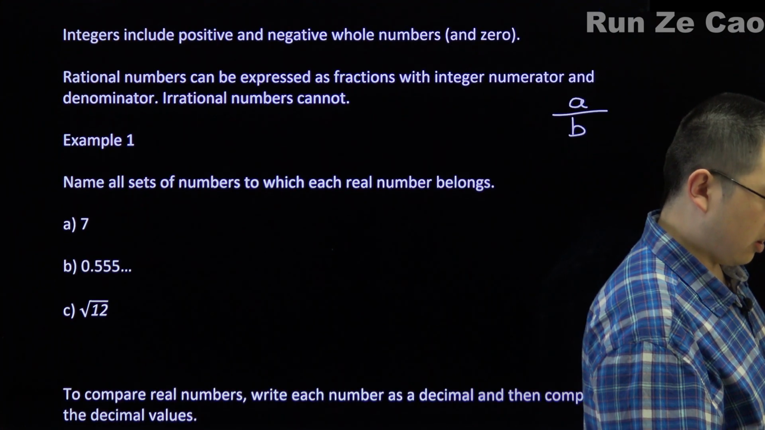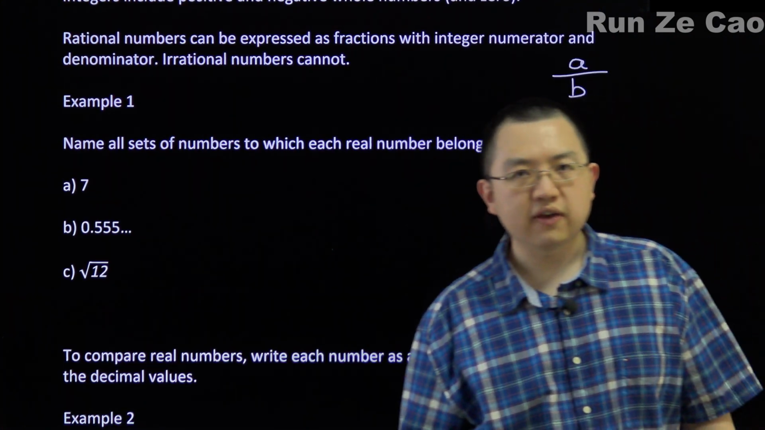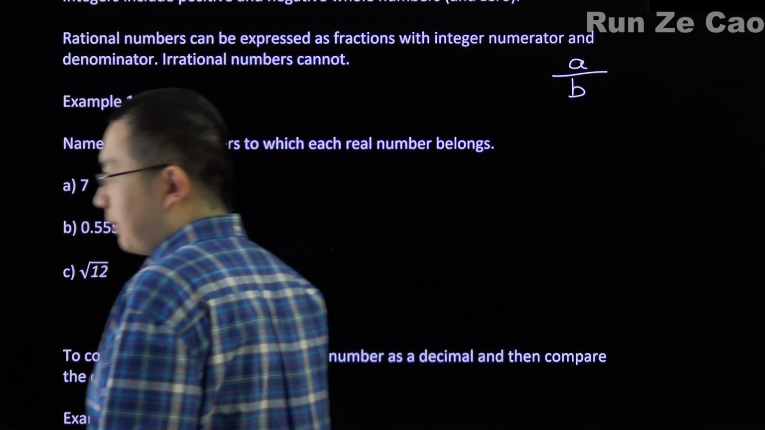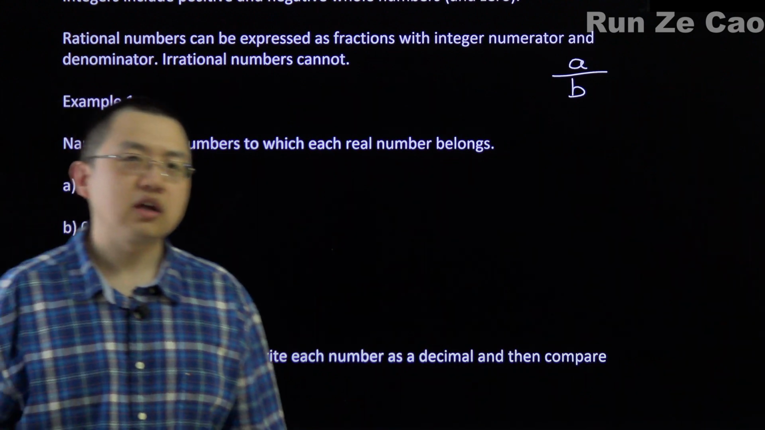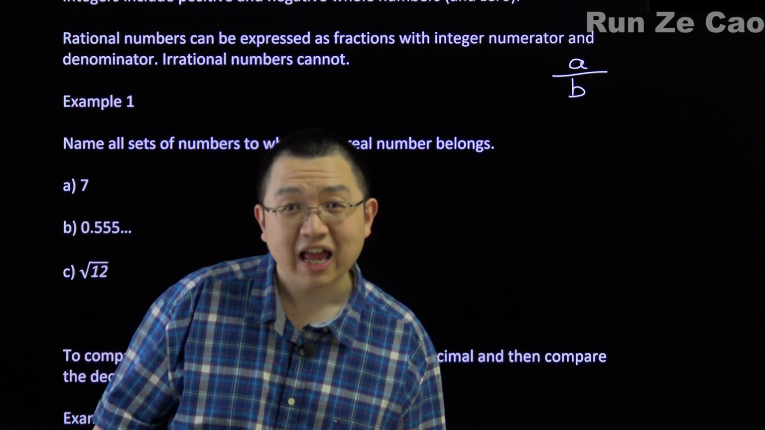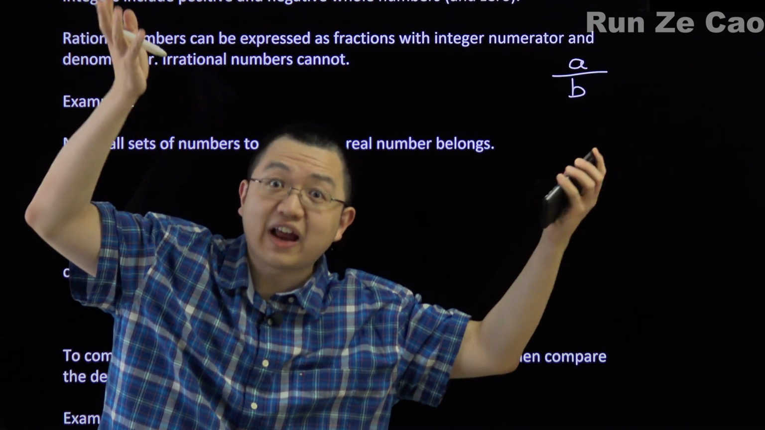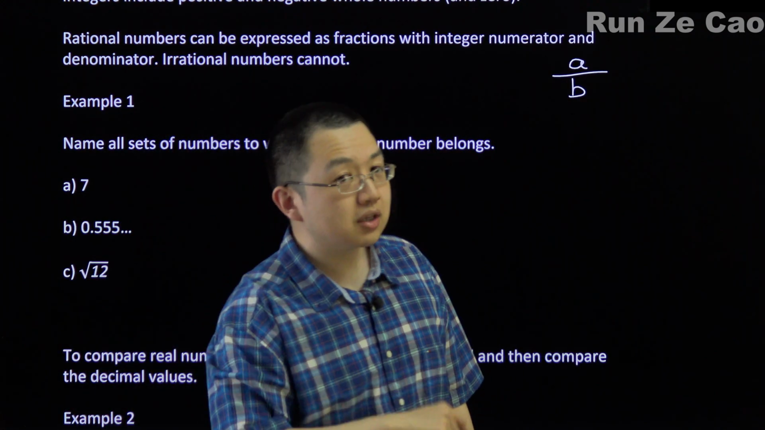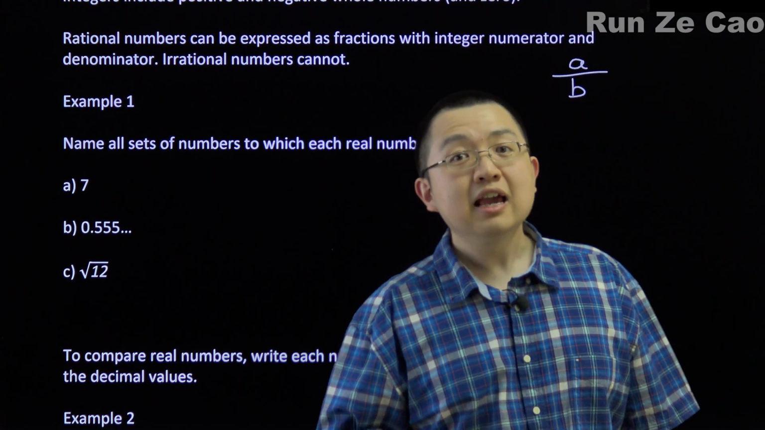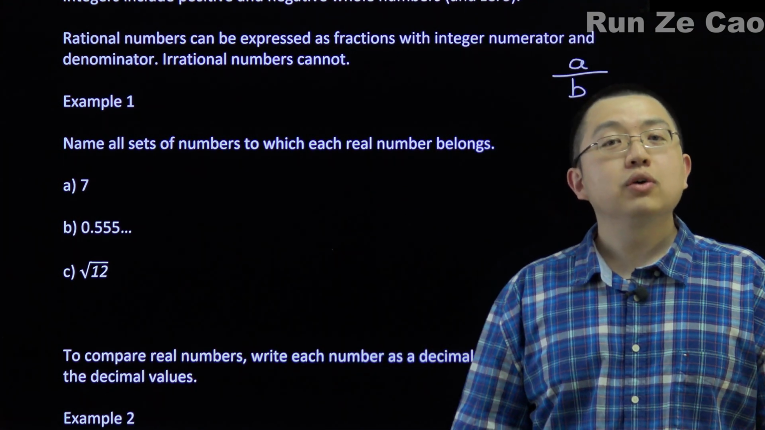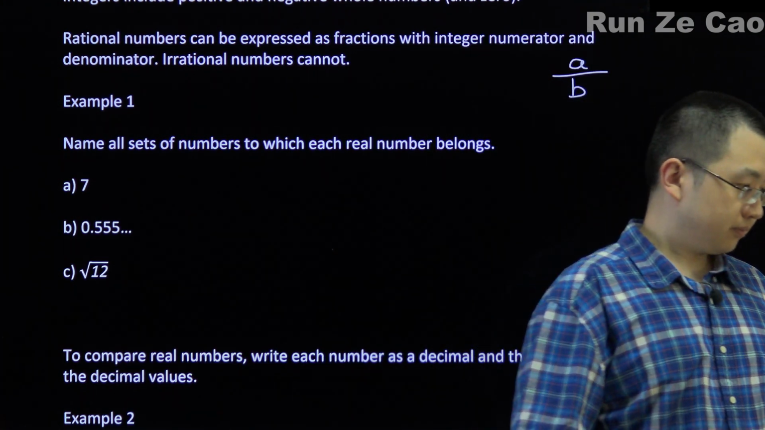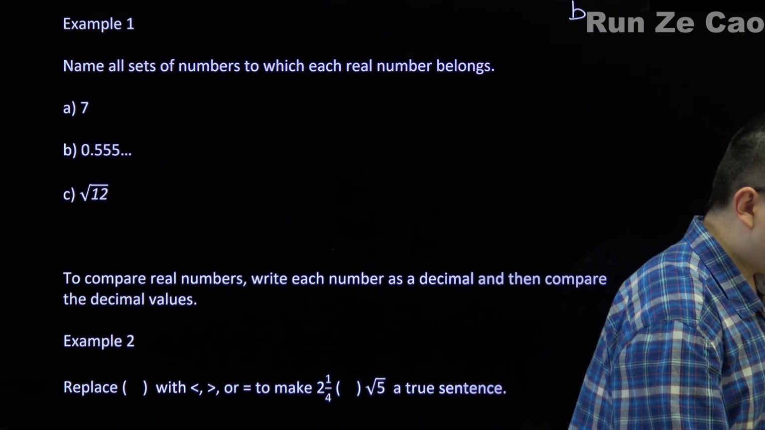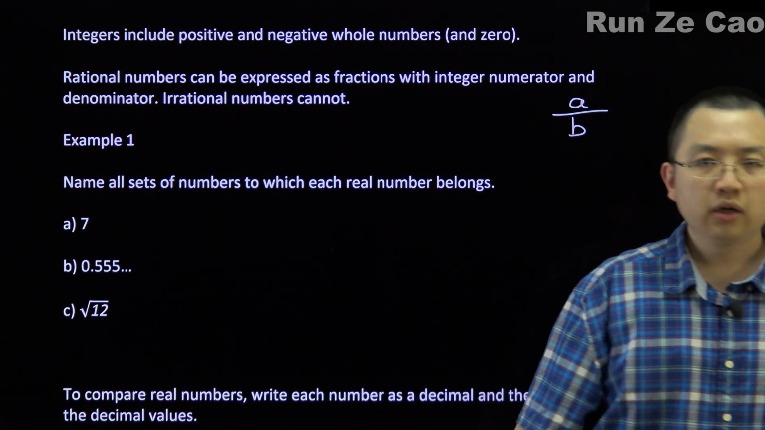Square roots, in fact radicals in general, if they are not whole numbers or finite decimals... for example, if you take the square root of 0.01, you'll get 0.1, which is a finite decimal, and therefore it's rational. Radicals that don't give you a neat answer like that give you irrational numbers. Name all sets of numbers to which each of these real numbers belongs.